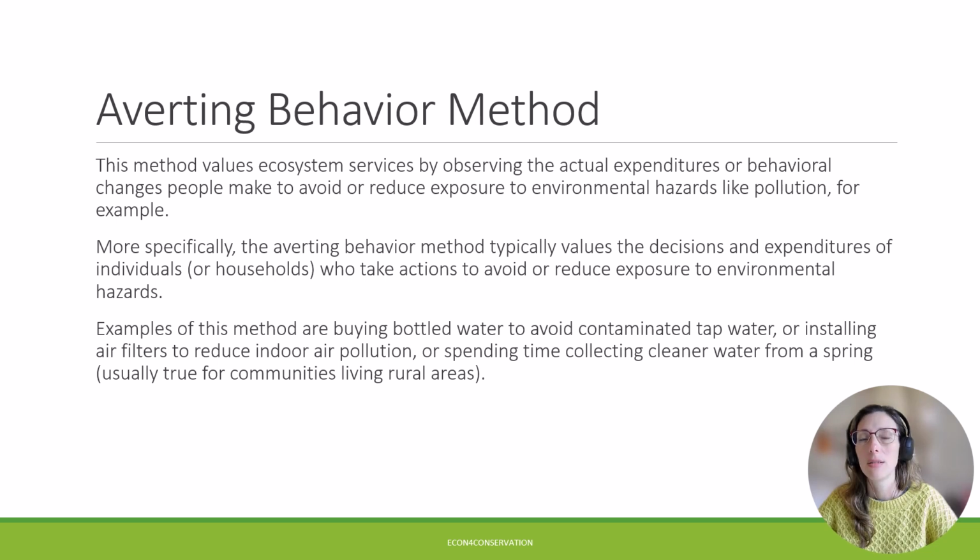To make this distinction clear, the way I think of it is that the averting behavior method typically values the decisions and expenditures of individuals or households who take actions to avoid or reduce exposure to environmental hazards, while the mitigation or mitigative cost method is more often used to value the costs incurred by organizations, governments, or communities to mitigate or avert negative environmental impacts, usually at larger scale.